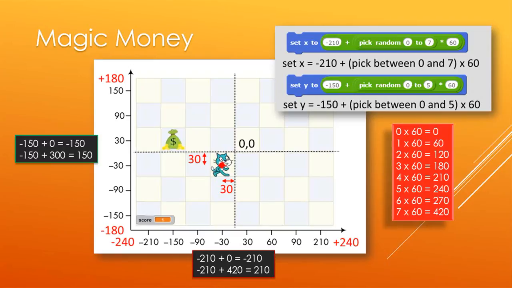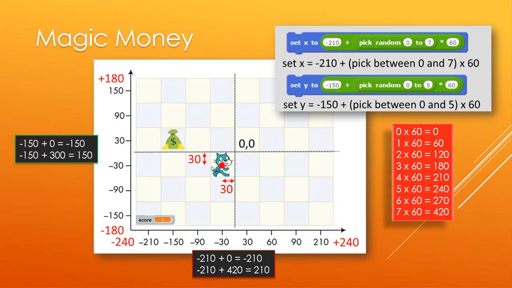Am I making sense? Then same for the y-axis over here. If we start at minus 150 and we add 0, we're not going anywhere. If we start at minus 150 and we add 300, then we jump up to the top here at plus 150.